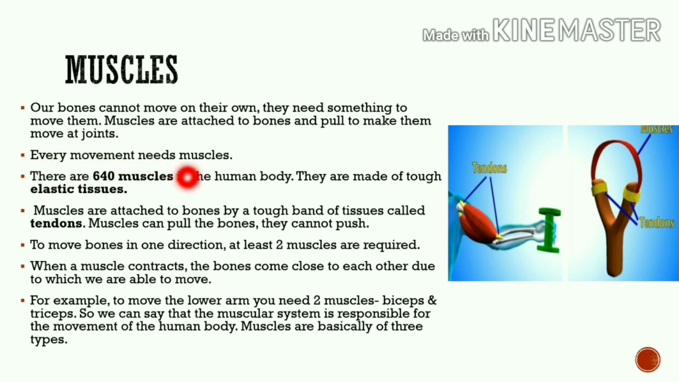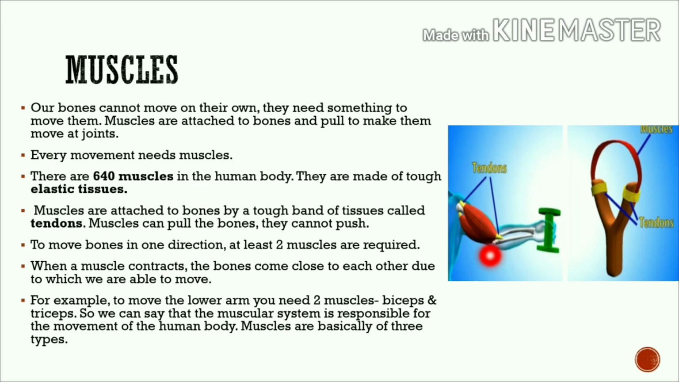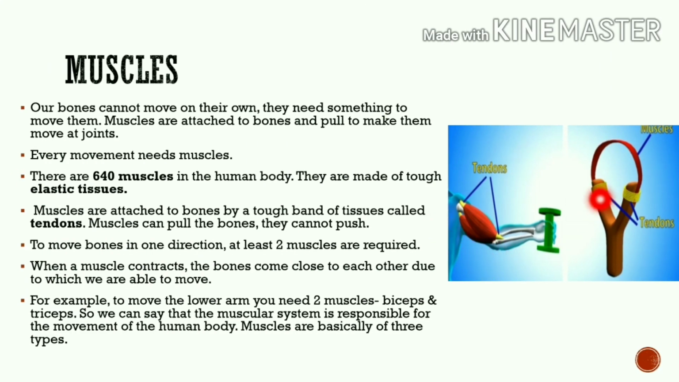Every movement needs muscles, and there are 640 muscles in the human body. They are made up of tough elastic tissues. Okay, so they are tough. That is why they can support the whole muscular system. Muscles are attached to bones by a tough band of tissue called the tendons. Look at the picture. This is called the tendon. This yellowish thing is a band-like structure.